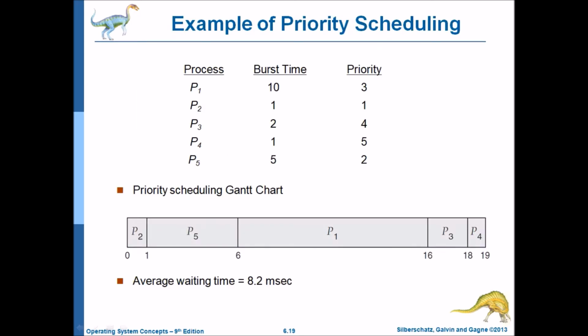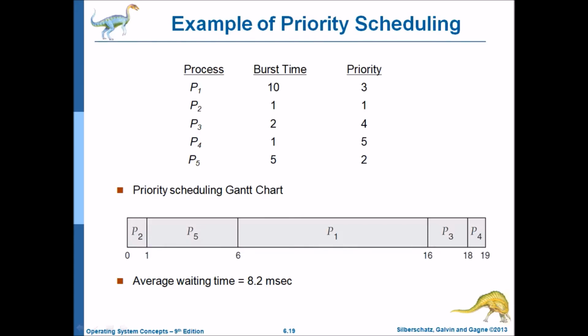So given the processes P1 to P5, with priorities 3, 1, 4, 5, and 2 respectively, with burst times 10, 1, 2, 1, and 5 respectively, the priority scheduling Gantt chart would just be in order of its priority.